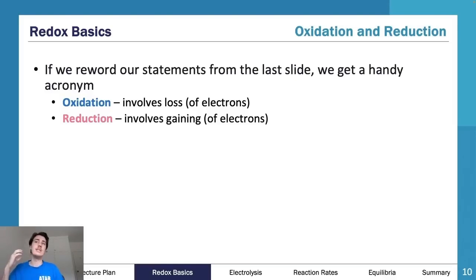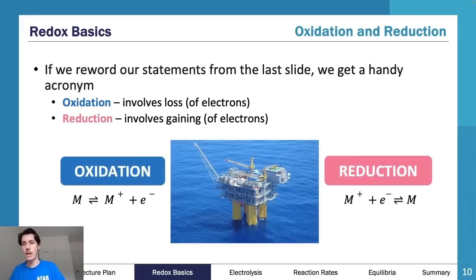Redox is made up of reduction and oxidation, and so we know that oxidation involves a loss of electrons, reduction involves a gain of electrons. It's good to know the acronym OIL RIG. Oxidation involves loss, reduction involves gain, and therefore you get your acronym of OIL RIG.